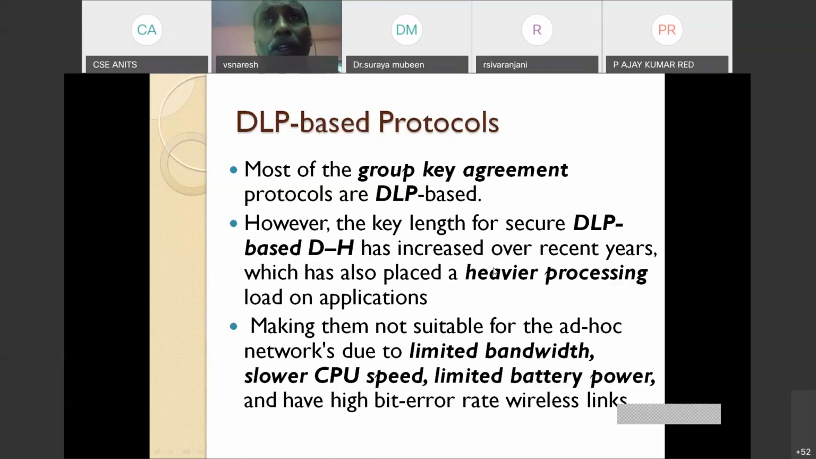DLP based protocols deal with multiplicative groups. There you have two operations: one is A into B and the other is A power B. If you take 2 into 8, that is multiplication, and 2 power 8 is exponentiation. So in a multiplicative group, you have these two operations: multiplication, 2 into 8, and exponentiation, 2 power 8. But I am comparing this multiplicative group with an additive group. In an additive group, one operation is 2 plus 8, and the other is 2 into 8, which corresponds to exponentiation, 2 power 8, here.